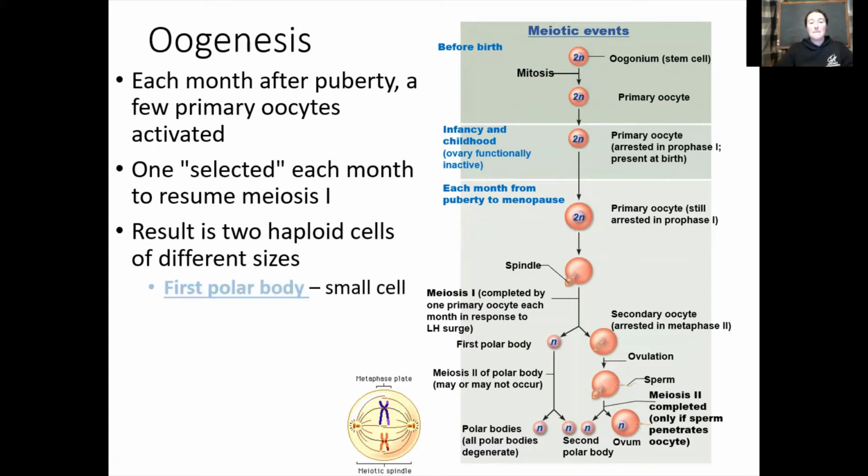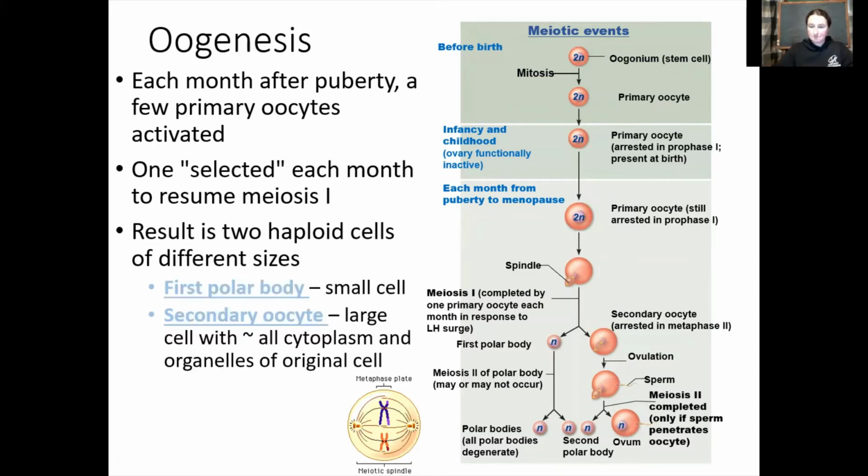Okay, so that's the first polar body, and the secondary oocyte is produced as a result of meiosis 1. Meiosis 2 is going to begin right before ovulation, and then again, it's going to stop. So it gets to essentially the second step of meiosis 2.